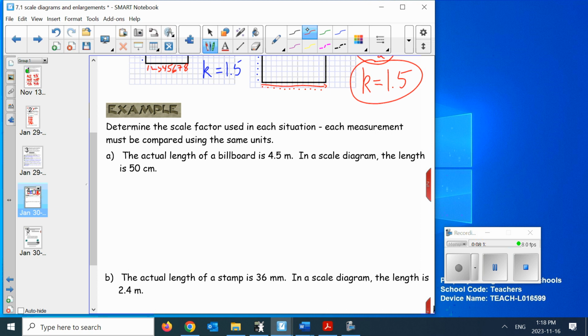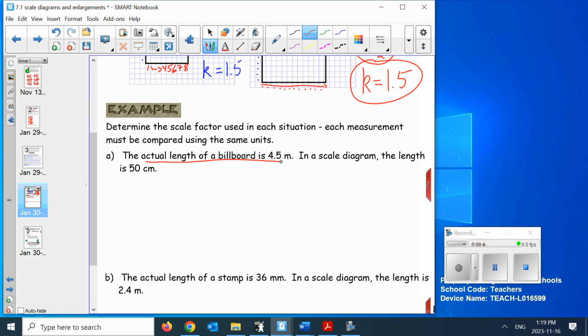Determine the scale factor used in each situation, but this is without a diagram. Each measurement must be using the same units. This is like meters and centimeters. The actual length of a billboard, so actual is on the bottom of the fraction, is 4.5 meters. In a scale diagram, though, it's 50 centimeters, because I'm trying to draw it on paper. 50 centimeters is actually quite large, too, so it's a big sheet of paper.